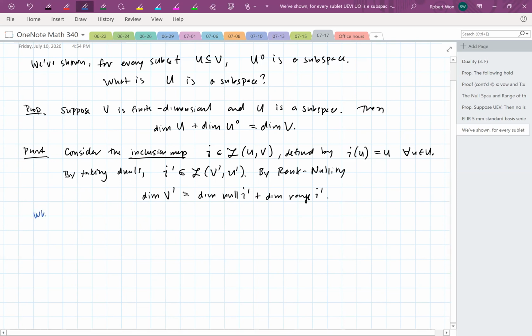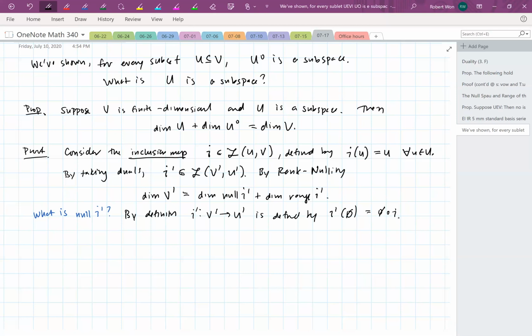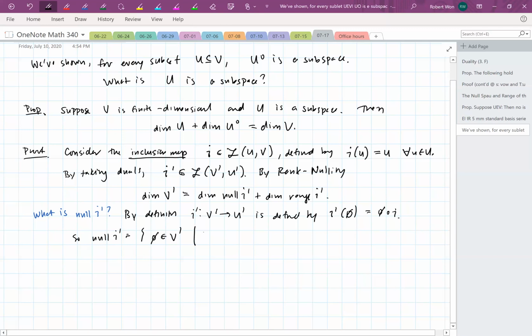Okay, so what is the null space of I dual? Well, by definition, I dual, which is a function from V dual to U dual, is defined by I dual of phi is equal to phi of I. So what is the null space? The null space is the set of all of the phi's in V dual such that I dual of phi equals 0. That's just the definition of the null space of a linear map.